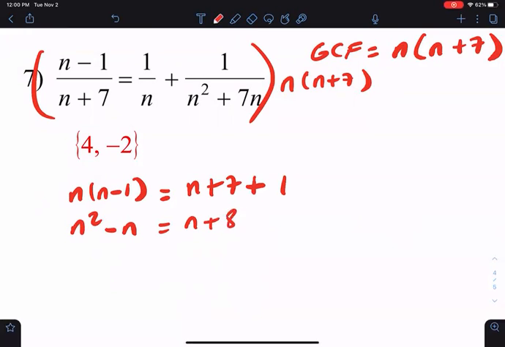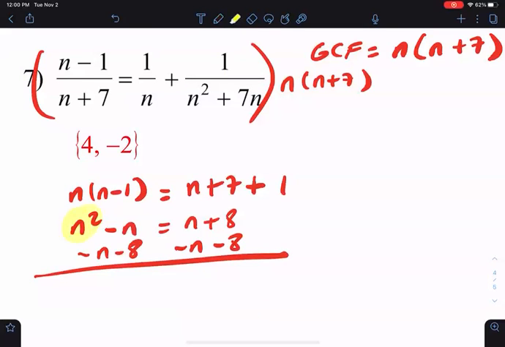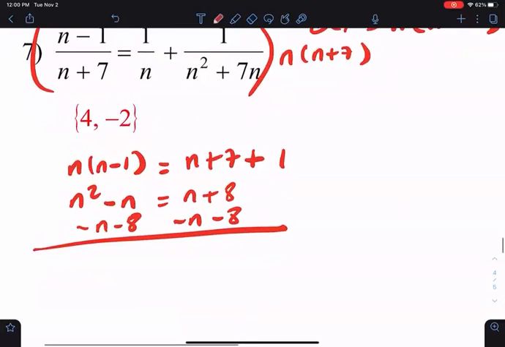So now you need to bring everything to the left side. Negative n, negative 8, negative n, negative 8. Why? Because you have a quadratic equation, right? This is n to the second power. That's the reason we need to do that. So this simplifies, so you get n squared minus 2n minus 8. And hopefully we have an answer for this problem, right?